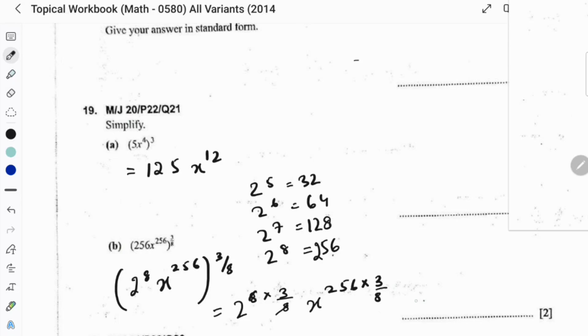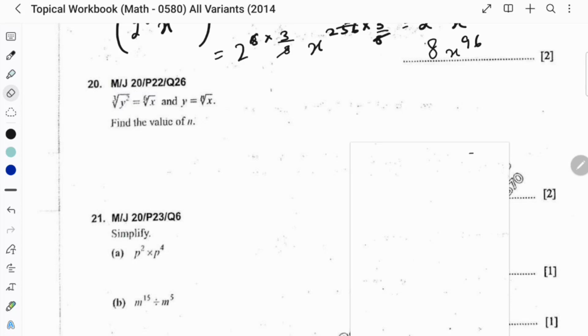2 cube will be there, so 2 cube is equals to 8, and now we'll simplify this 256 into 3 over 8. Okay, so 256 we are going to divide by 8, so that is equals to 3 8s are 24, and then 8 times 2 is 16. So it is 32 into 3. X 32 times 3 will be equals to 96. So x to the power 96. 2 cube is 8. X to the power 96 is the answer.